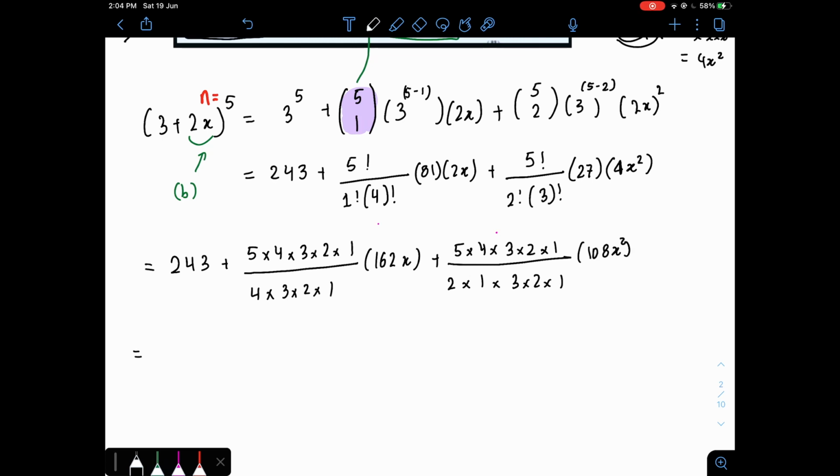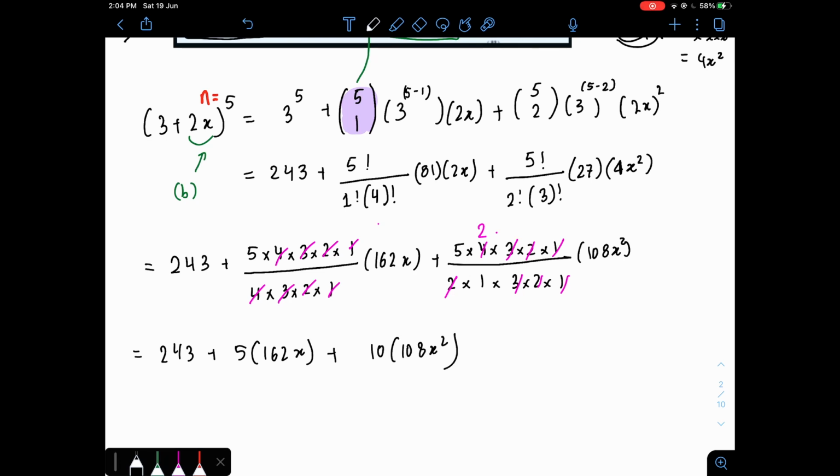Okay, so all we have to do is simplify. You can see over here that all of this cancels out with this. 4 times 3 times 2 times 1 cancels out with that. Similarly here, let's cancel what cancels out. So 4 3 2 3 2 1 cancels, and what else? You can see that the 4 can become a 2 now, because this 2 can also disappear. So you're left with 243 plus 5 times 162x plus, so this is 5 times 2, so 10 times 108x squared.